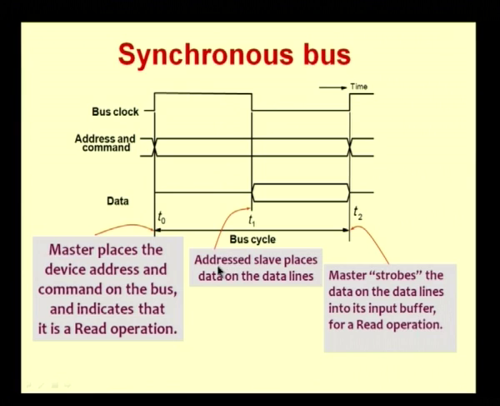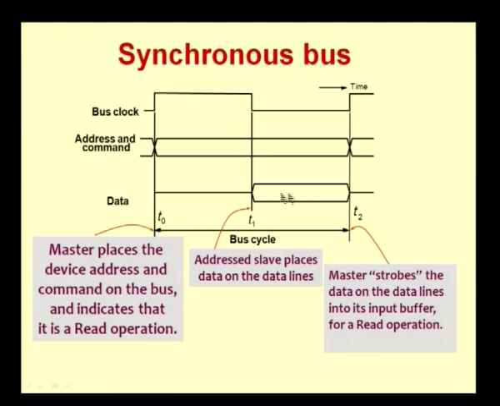Okay. At this point of time, the addressed slave will place the data on the data lines. This is a read operation, remember. So, we are trying to read data from the device. The master sends out the address of the device from which the data has to be read, and also specifies that it is a read command. Now, in response to the read command, the slave, depending on the address, knows that it is the one that is being addressed. So, it responds to it and places the data on the data lines.